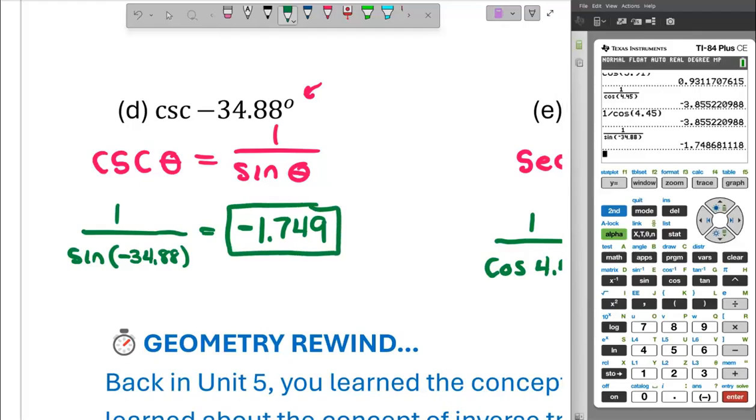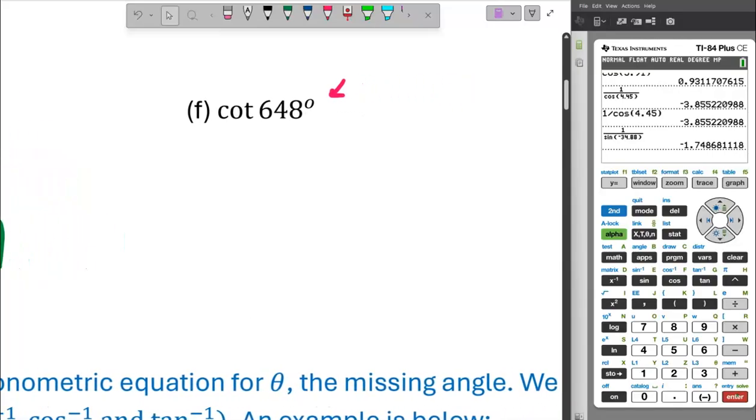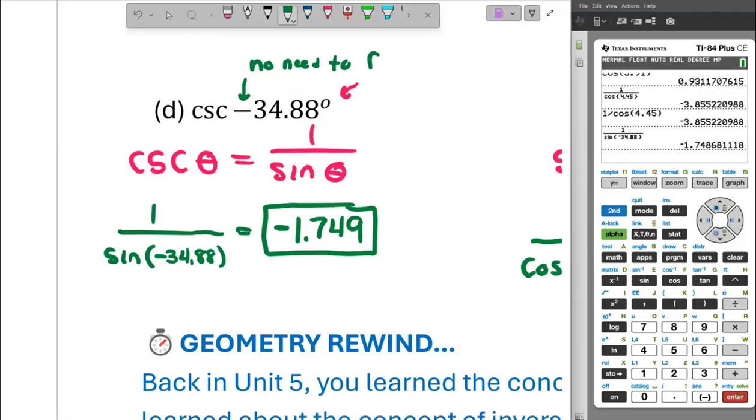And then for the last one, we're going to go ahead over to letter F. And one other thing I should note here, and I guess I'll mention it on this one too, the fact that this is a negative angle, we do not need to find a coterminal.